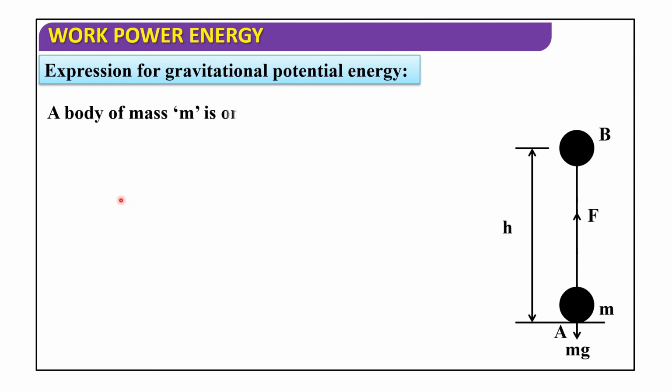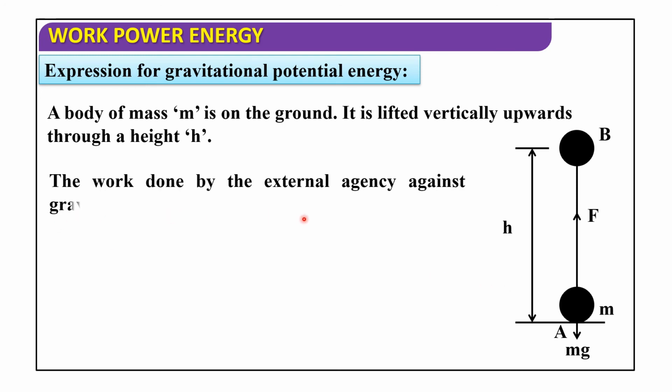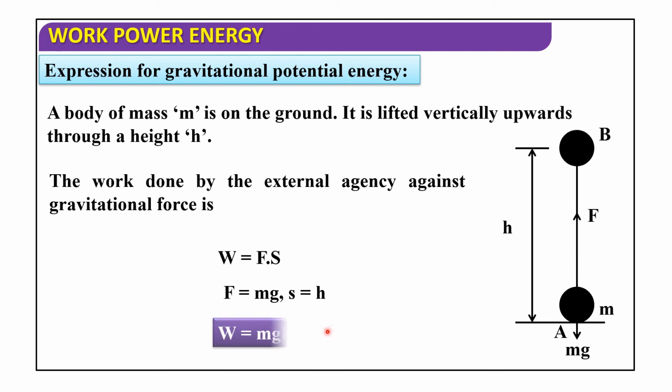Let us discuss. A body of mass m is on the ground. It is lifted vertically upwards through a height h. See, this is the body of mass m and we are lifting it upwards through a height h. The work done by the external agency against the gravitational force is W equals Fs. F equals mg, s equals h. W equals mgh.